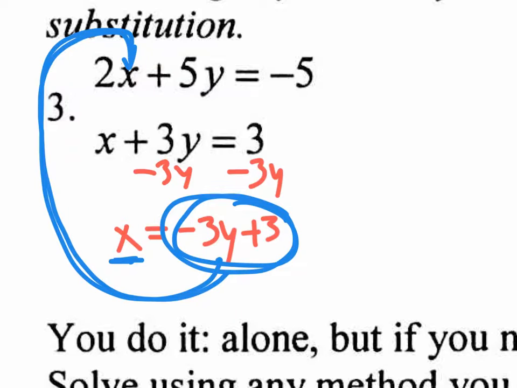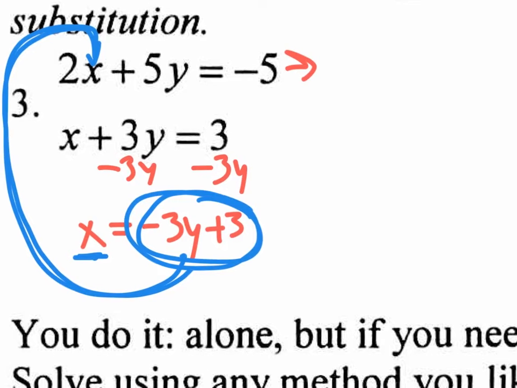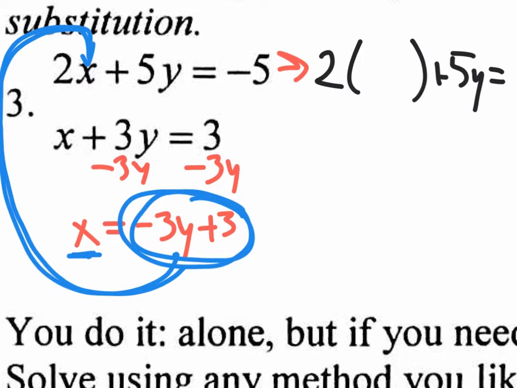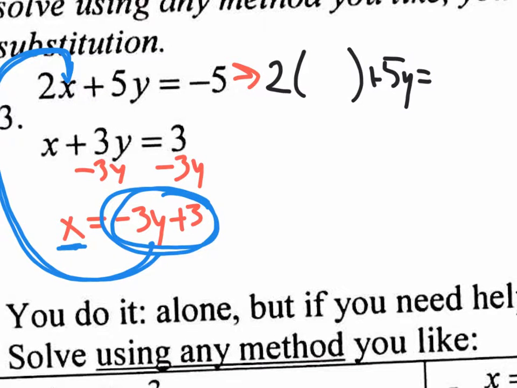So again, I'm drawing an arrow coming this way, and you will have 2x, but instead of x, we're going to put parentheses, 2 parentheses plus 5y equals negative 5. Now, in the parentheses, we're going to substitute the minus 3y plus 3. That's ugly. But nevertheless, it's an equation with just y's now. No more x's. So now I could actually solve it.